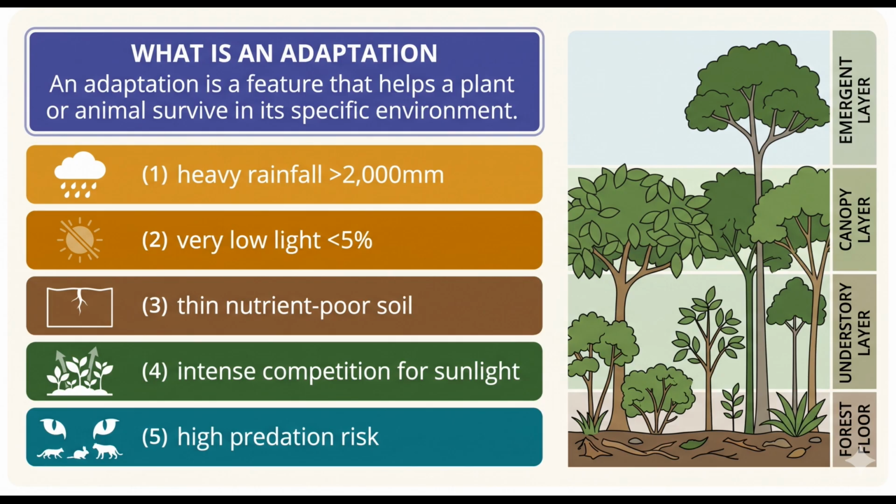In the tropical rainforest, the environmental challenges that drive adaptations come directly from conditions we studied in videos 10 and 11. Heavy equatorial rainfall causes waterlogged leaves. The dense canopy creates near total darkness in the understory. Thin, nutrient-poor soil makes it hard to anchor or feed. Competition for the little available light is intense, and predation risk is high. Every adaptation in this video is a direct response to one or more of these challenges.